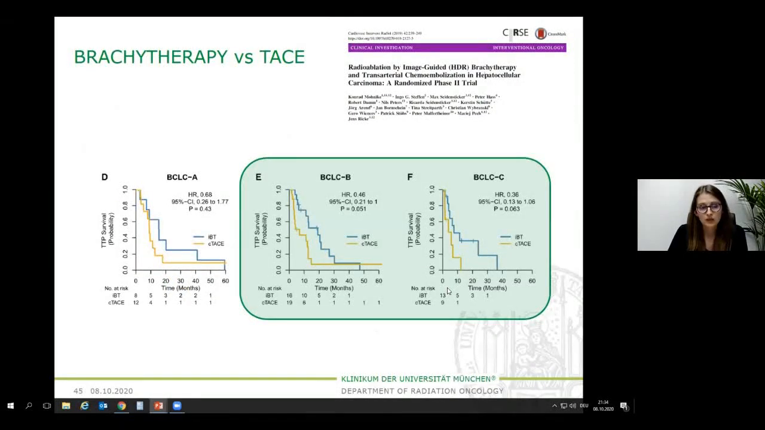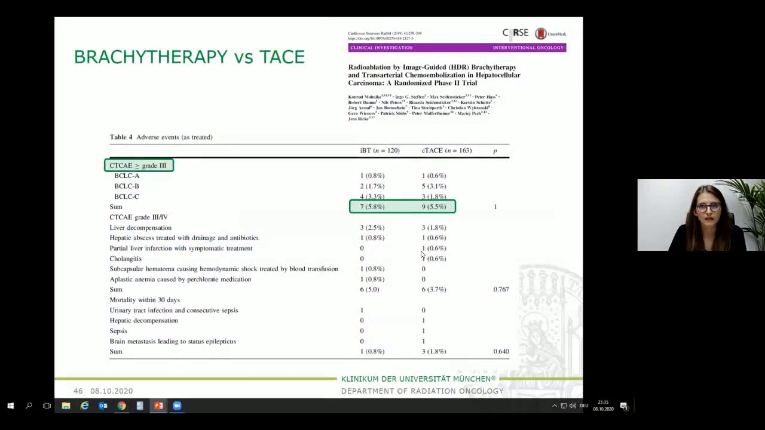If we go more into detail and we look at the different BCLC stages in this study, you can see that for the very early stage HCCs, there was no difference between TACE and brachytherapy, but brachytherapy was mainly better for the more elevated stages, BCLC B and C, where it was superior. If you have a look at the toxicity of the 2 modalities, you can see that the grade 3 events were the same. So it was 5 to 6% overall. So there was no significant difference between the 2 modalities.